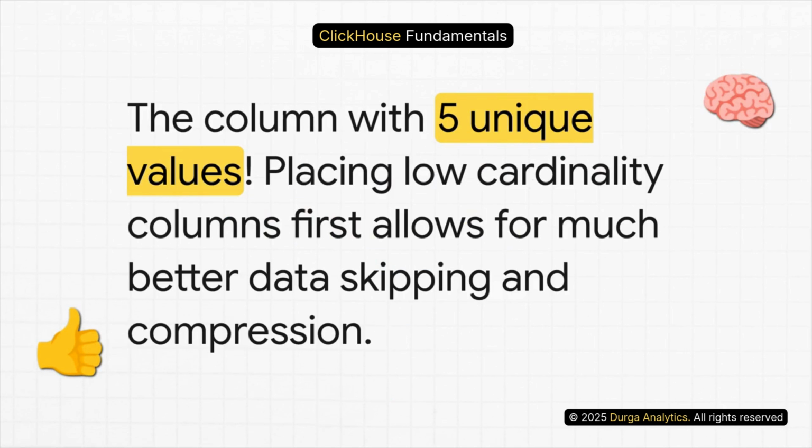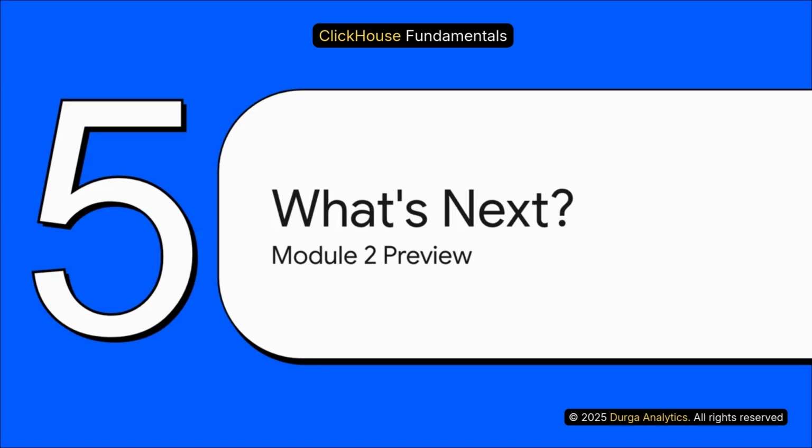You should always place the column with the lowest cardinality, which just means the fewest unique values, first. Why? Because this physically groups similar data together on the disk, which leads to dramatically better compression and allows that sparse index to skip massive chunks of data way more effectively. It's a game changer.